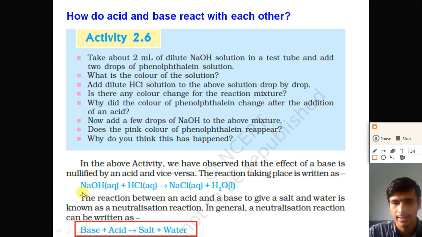Here the NaOH is a base. When we add hydrochloric acid to the NaOH, it nullifies the effect of the base, so it produces the NaCl salt and the water H2O, right? Understand how the acid and base react with each other? The acid and base react with each other and produce the salt and the water. The acid and base nullify the effect of each other, right?